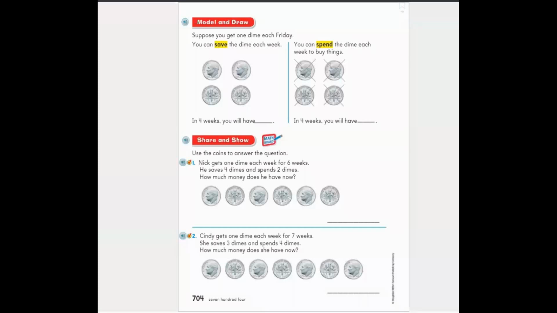Hola niños y niñas. Si recuerdan, ayer estuvimos trabajando con dinero y vamos a seguir trabajando con eso. Ayer aprendimos lo que era earnings, que dijimos es el dinero que tú ganas por hacer un trabajo. Y también aprendimos savings, que es el dinero que tú guardas. Puede ser en el banco, puede ser en tu alcancía.